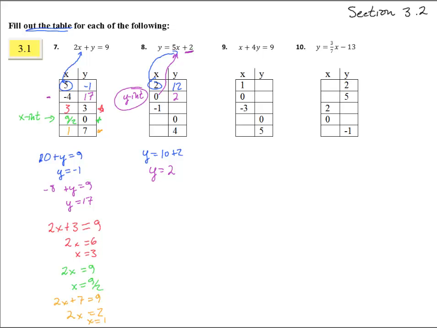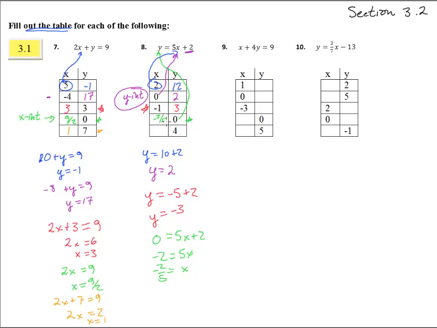All right, -1. Let's stick in -1 for x, and we get y equals 5 times -1 is -5, plus 2 gives us -3. Y equals -3. Okay, now we're going to stick in 0 for y. So we're going to take it and stick it in on this side. So we get 0 equals 5x plus 2. Subtract the 2, and divide by 5. We get x equals -2/5.